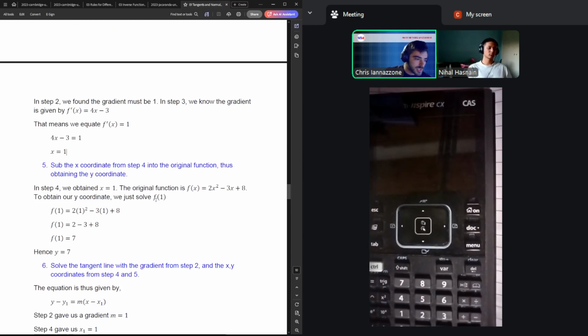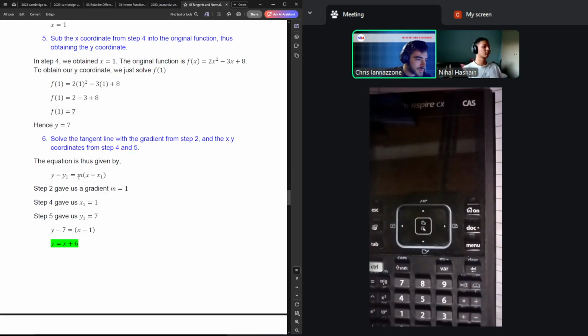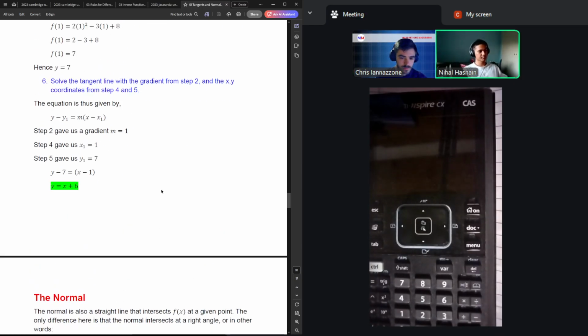We've got x, we've got gradient, all that's left is getting the y. The y is pretty trivial to get, just shoving it back into the original function. Point, gradient, and then rearrange how you like. Okay. Sweet.